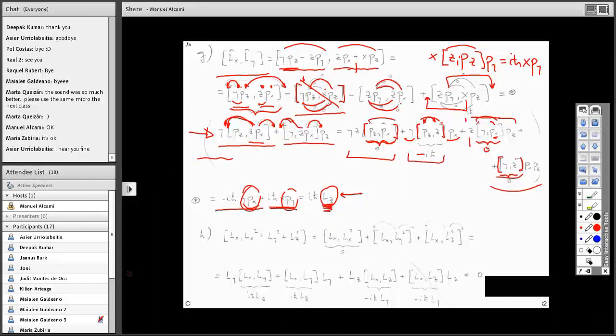I think it's interesting to know both ways of following these deductions, because sometimes in some papers you can find developments like this. Okay? Well, and the last point is much simpler.